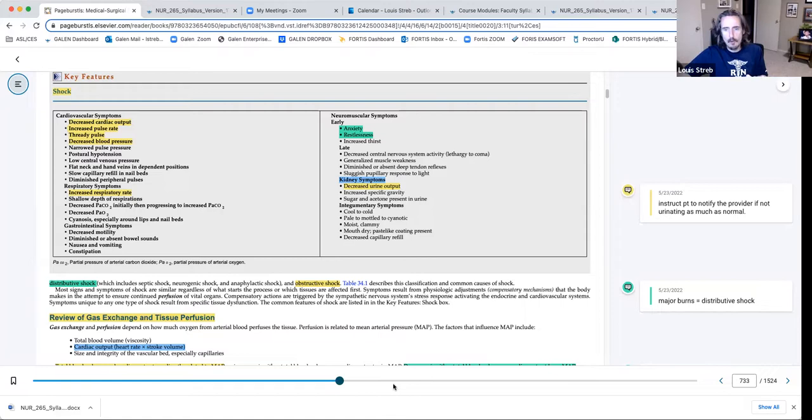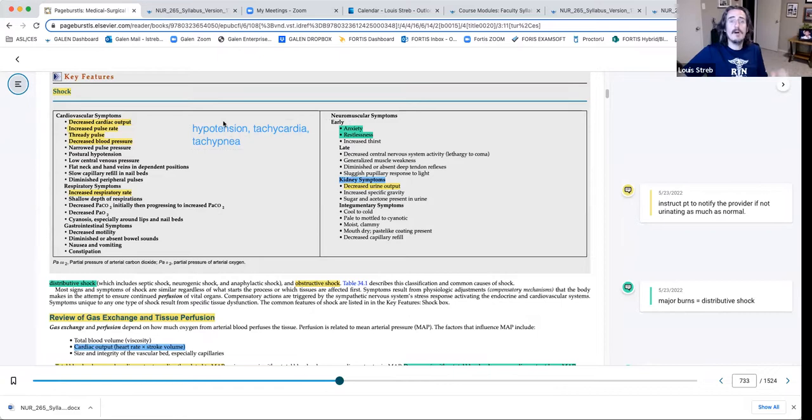So almost overwhelmingly, for the majority of shocks, you're going to have hypotension, right? Tachycardia and tachypnea. I can't spell, so it don't matter. If y'all don't like my spelling, it's okay. But that's typical of the majority of shocks.